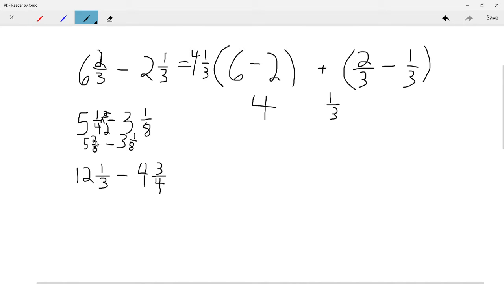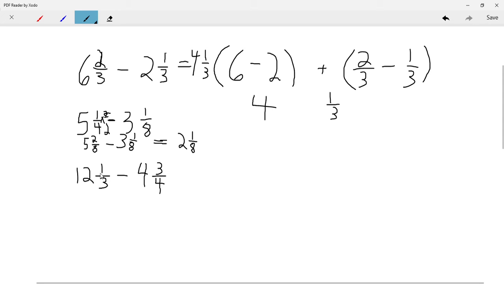But in this one, 2/8 is bigger than 1/8, so we can just do that normally. So 2 minus 1 is 1, so that would be 2/8 minus 1/8 is 1/8, and then 5 minus 3 equals 2. So this is just going to equal 2 1/8.